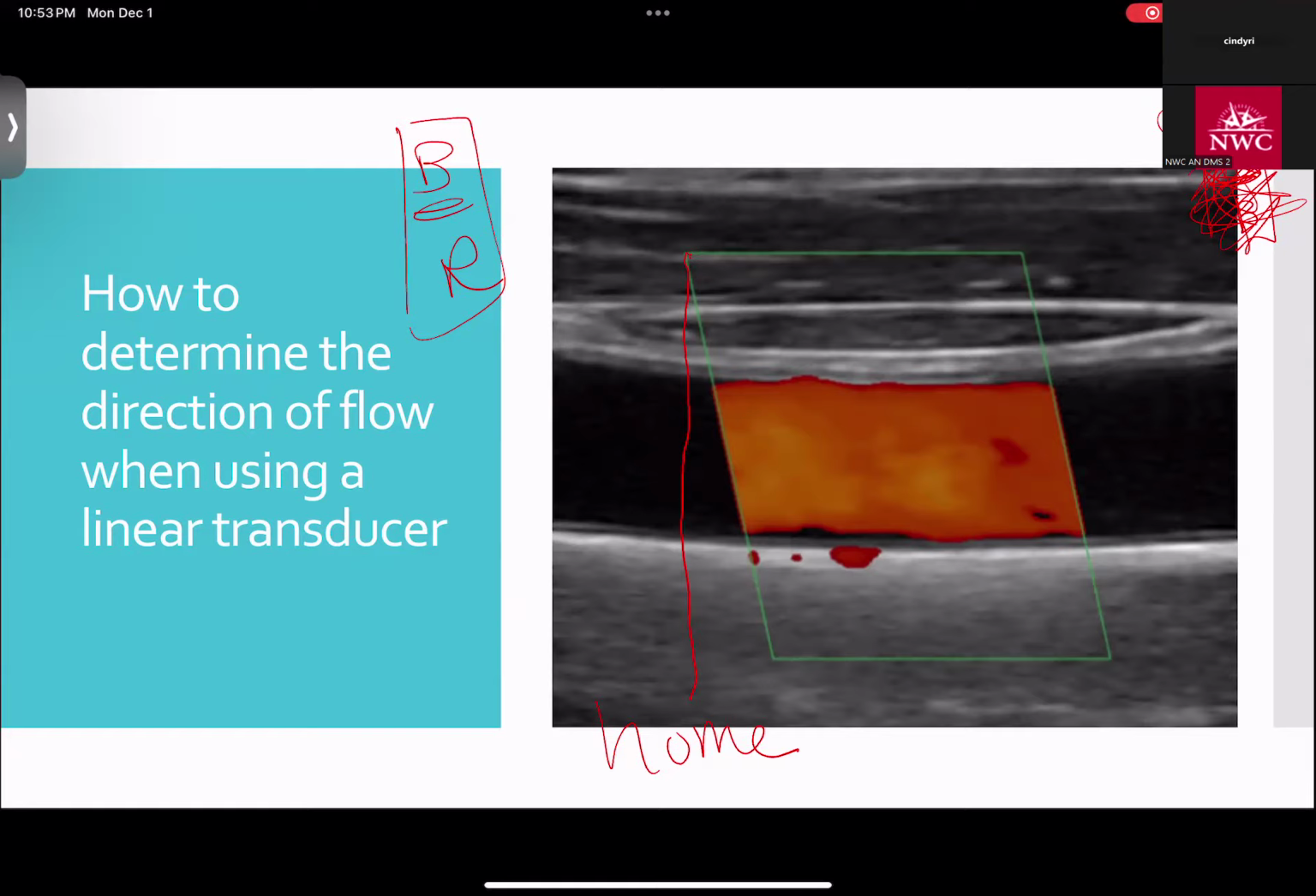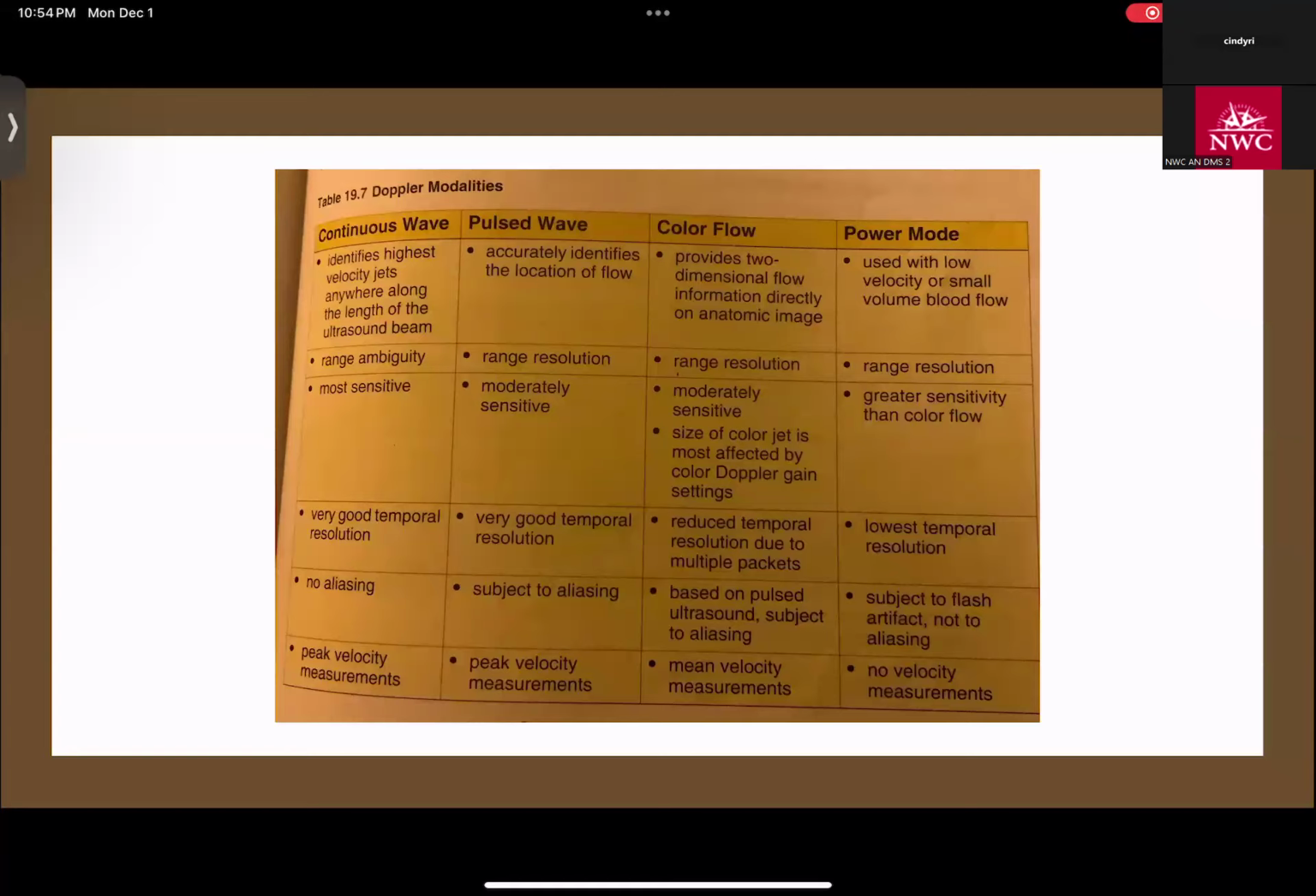Go ahead and watch this a few more times just to make sure you got it for the test. Here's another diagram that I want you to pause and look over and read carefully. This has all 4 of the Doppler modalities side by side for comparison, which is really nice.